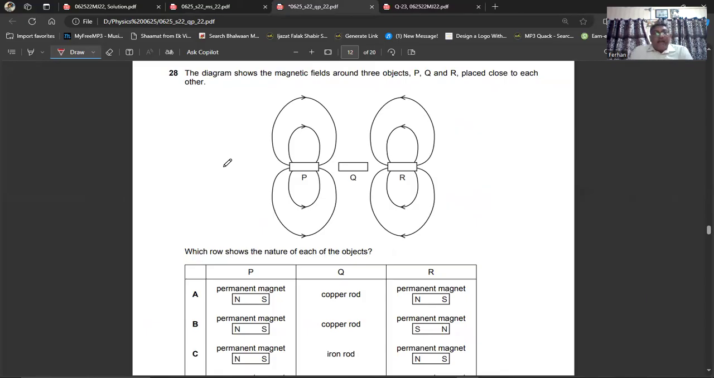Question number 28. The diagram shows the magnetic field around the three objects P, Q, and R placed close to each other. Which row shows the nature of each of the objects?